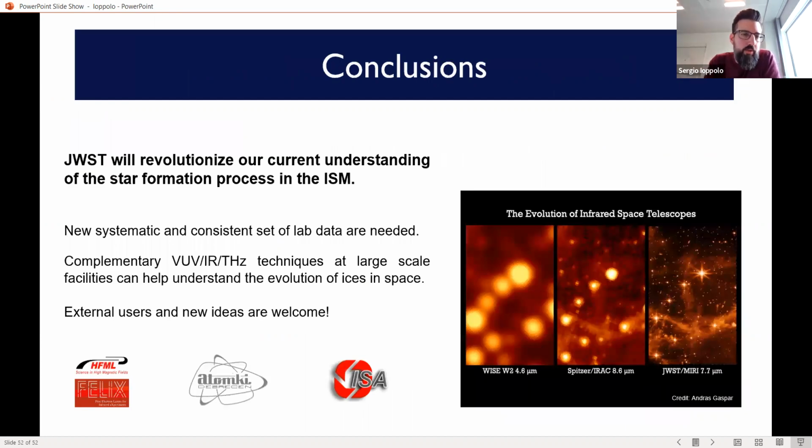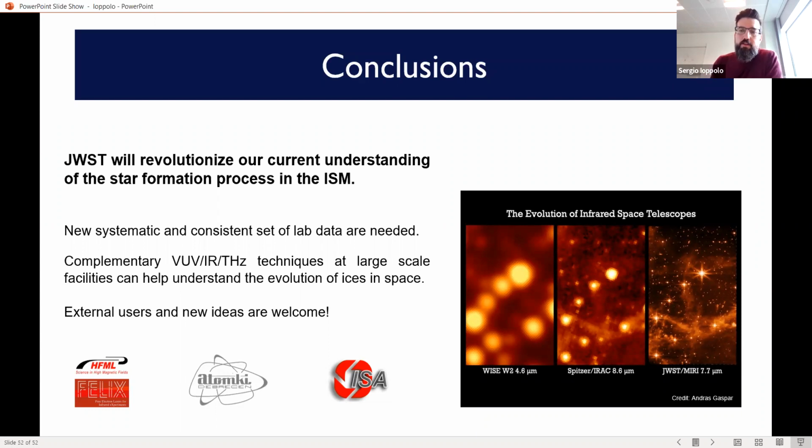And so just to conclude, I hope that I showed you that JWST is going to change our view of interstellar ices and help us dramatically understand the formation of molecules, especially complex organic molecules in space in the solid phase.